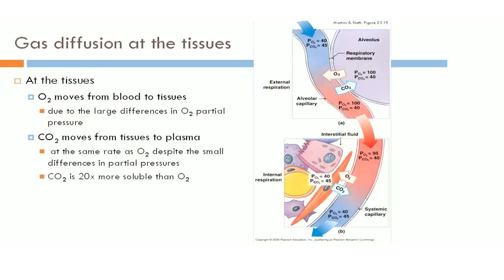So at the tissues, we've gone through the alveolus, we've picked up all of our oxygen and gotten rid of our carbon dioxide. At the tissues, we want to offload that oxygen. By the time we get to the tissues, we've lost a little bit of our oxygen level already.